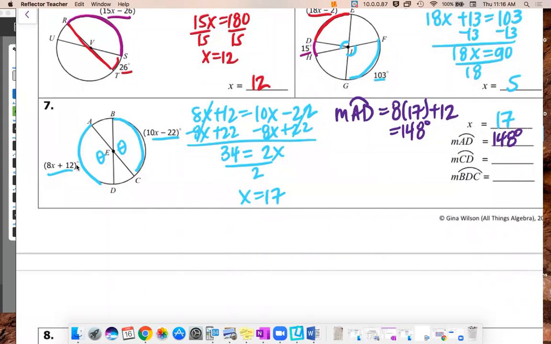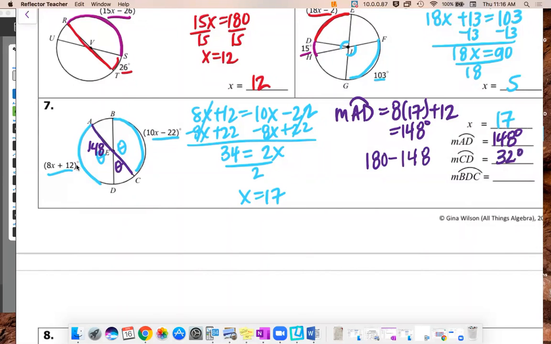And then we want to know CD. So at this point, we've said this is 148, and then we're going to try to find what this angle is. Well, we should recognize this is a diameter again. So in order to get the measure of arc CD, you're just going to do 180 minus 148, and you should end up with this being 32 degrees.